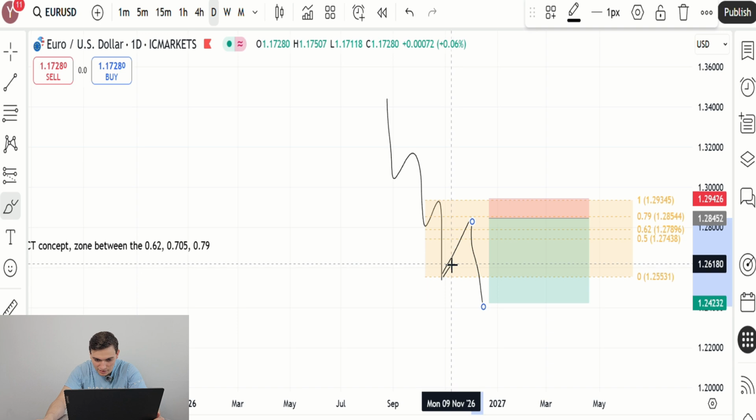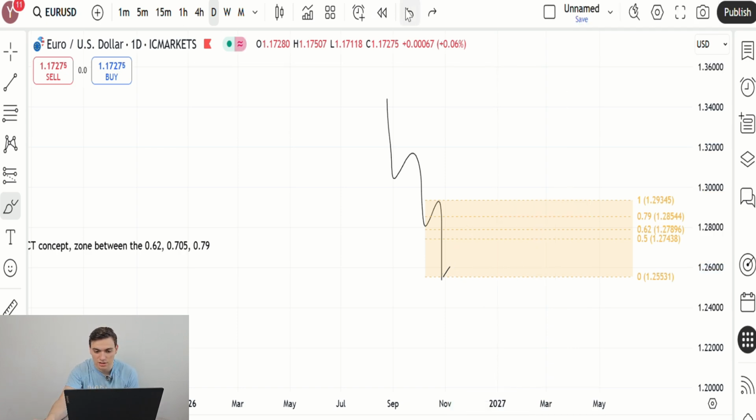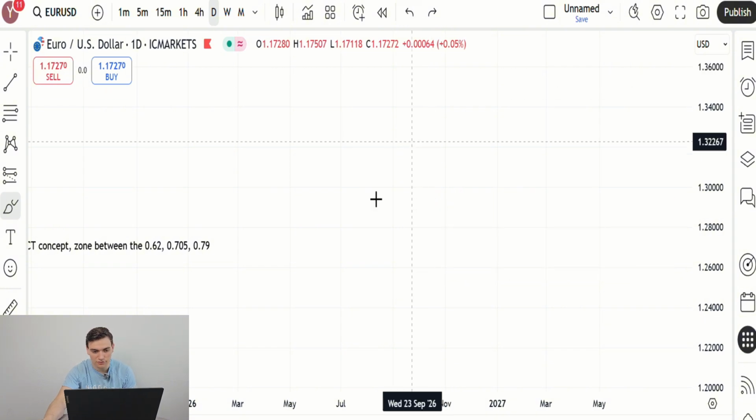But if you enter right here, then you're gonna catch a little bit. So that's why premium and discount zones are really used between ICT traders. Sell in the premium, buy in the discount. That's all you have to remember.